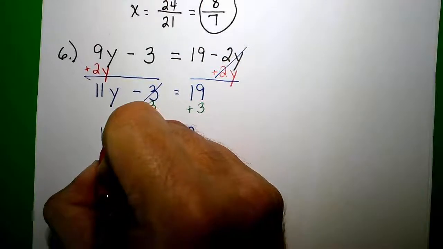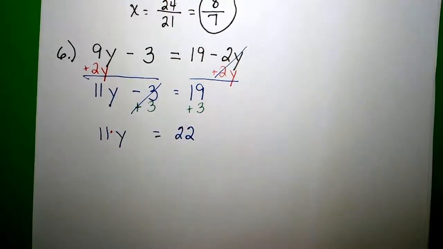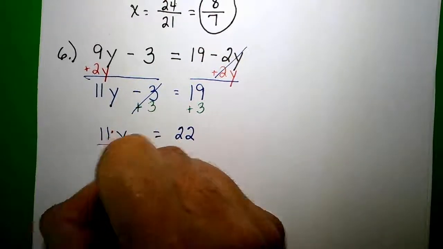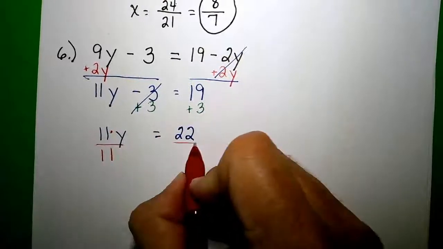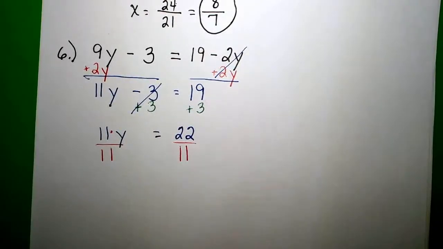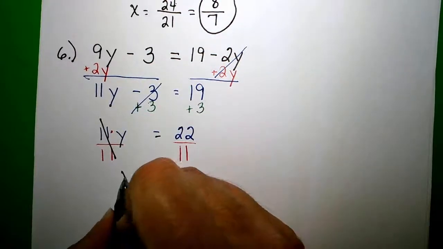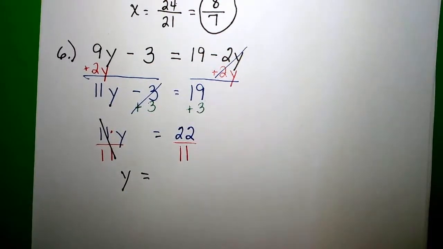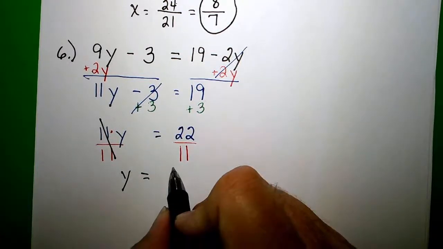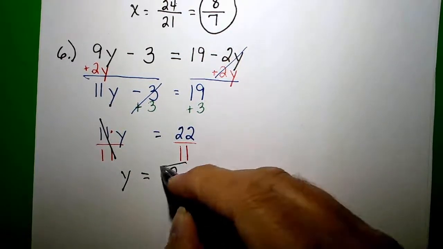What am I going to do? Subtract 11 or divide by 11? Well, divide. The opposite of multiplication. So, have we isolated the variable? Do we have y equals a number? We sure do. 22 divided by 11 is 2.